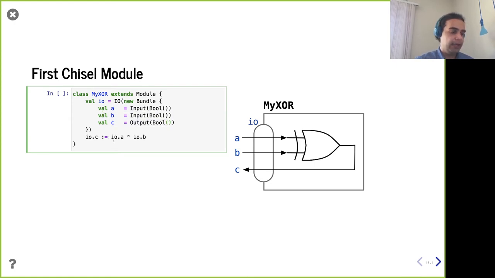It has two bool inputs, each one bit, and one output. And simply it sets the output to the inputs. So this is a diagram I'm drawing to show functionality.